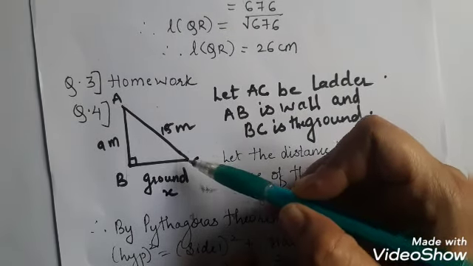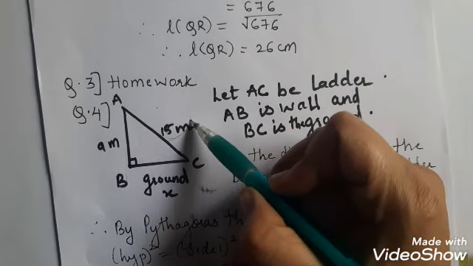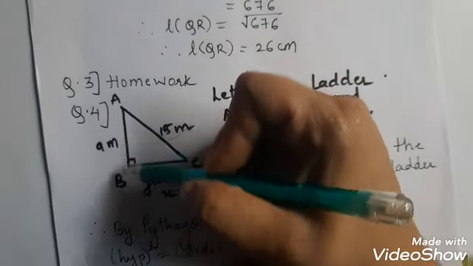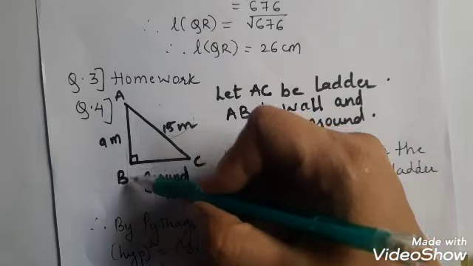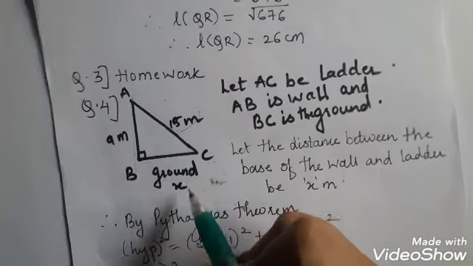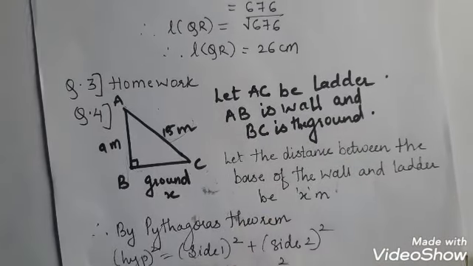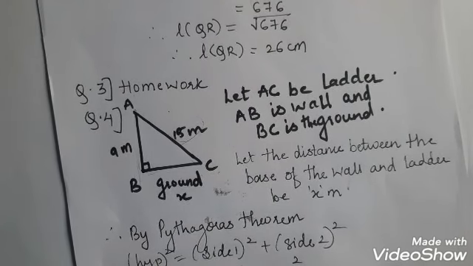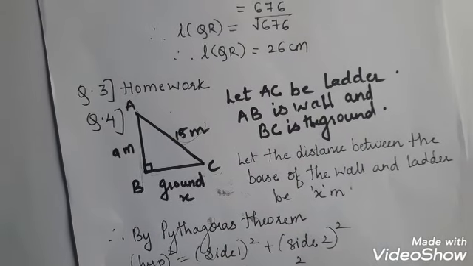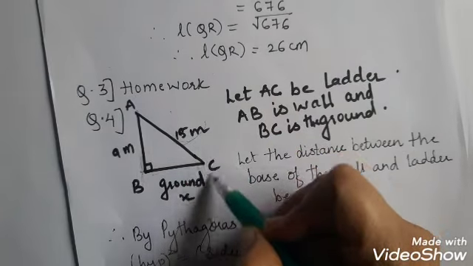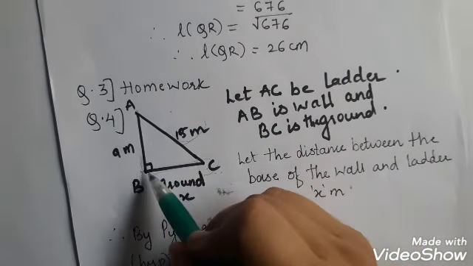The top of the ladder of length 15 meters. So the ladder is 15 meters. It reaches the window 9 meters above the ground. So there is a wall over here which has a window. A ladder is kept in such a way that it reaches the window. BC is the ground, the base. What is the distance between the base of the wall and that of the ladder? So what we have to find is the distance between the base of the wall and the base of the ladder. So we have to find BC.